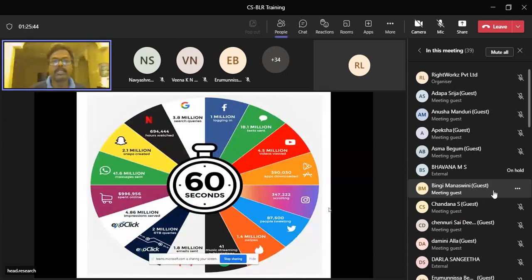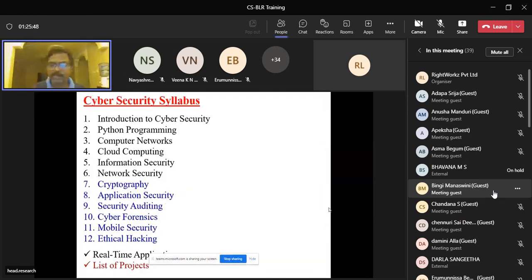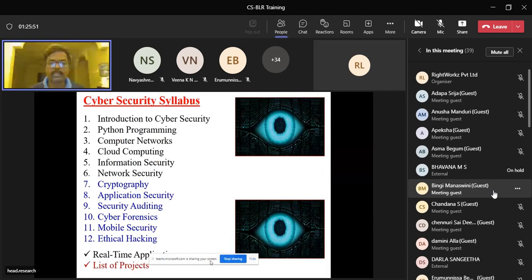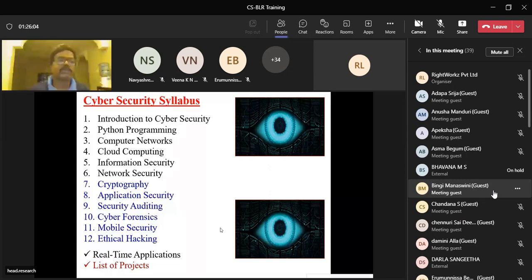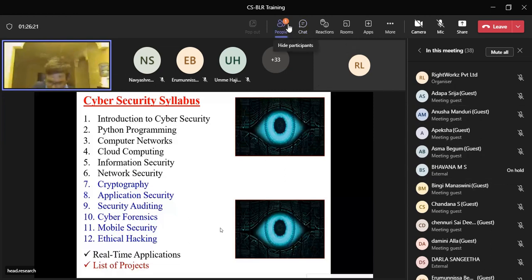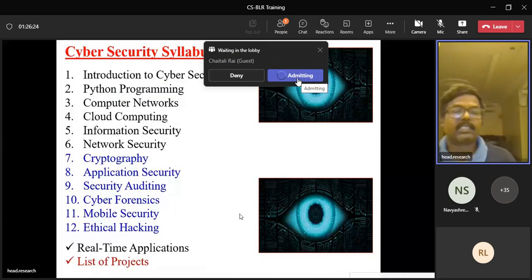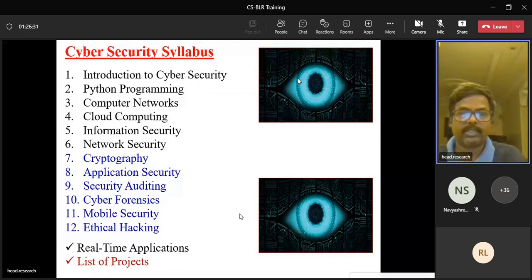In this cyber security course, we are using 12 modules. The first module is introduction to cyber security, the second module is Python programming, and the third module is computer networks, and the fourth module is cloud computing, then information security, network security, followed by cryptography, application security, security auditing, cyber forensics, mobile security, ethical hacking. These are the 12 modules if you want to become a cyber security analyst or cyber security engineer. Then followed by the real-time applications and the list of projects.